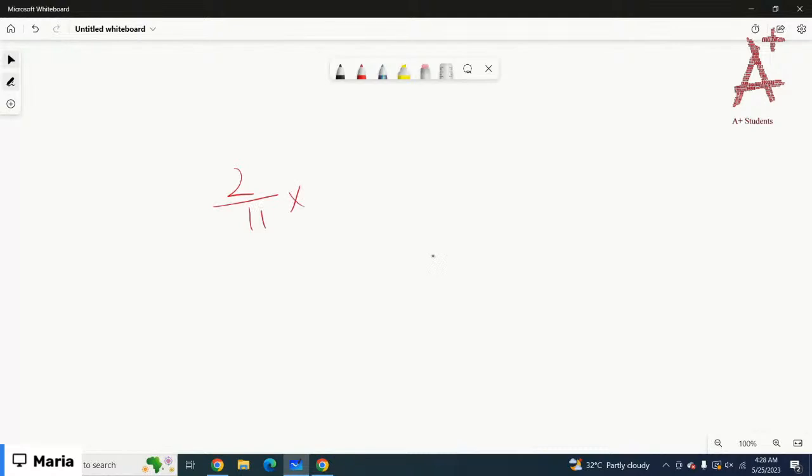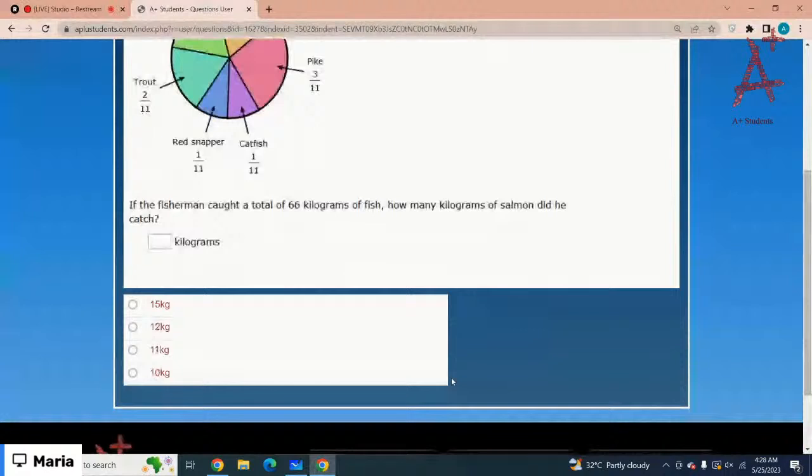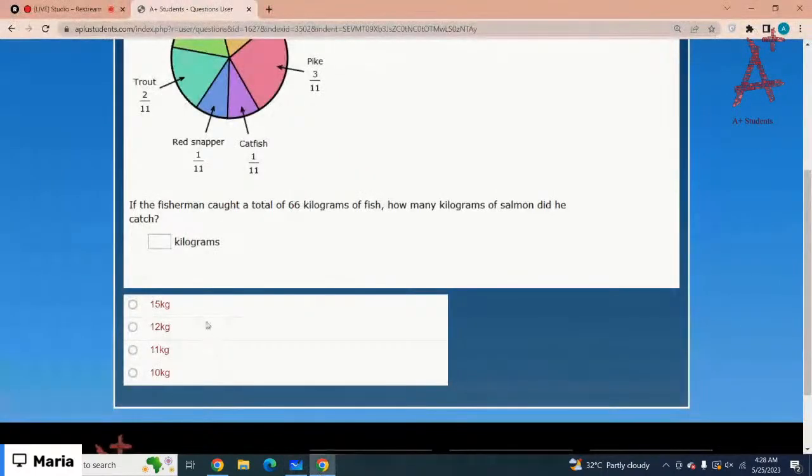It would be 2 over 11 times 66. 11 times 1 is 11. 11 times 6 is 66. So you have to do 6 times 2. 6 times 2 is 12. So that means the correct option is 12 kgs.